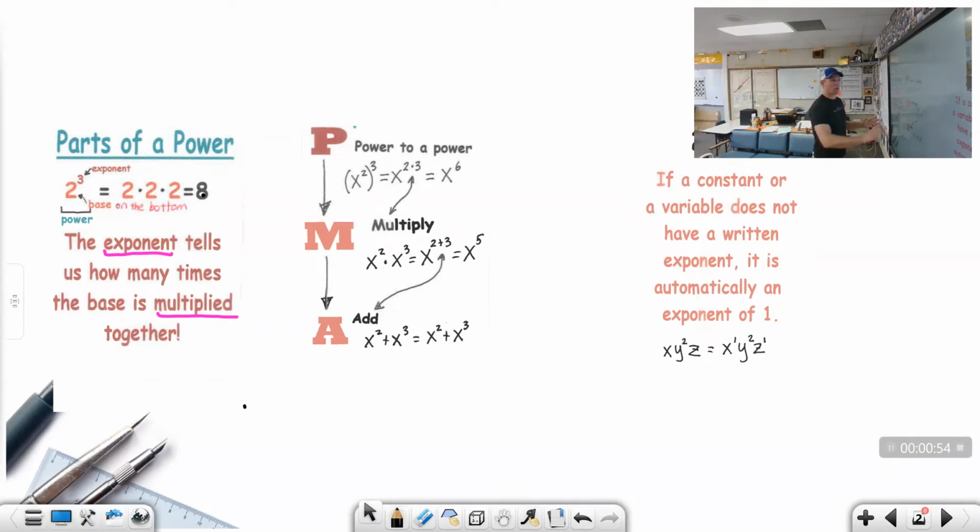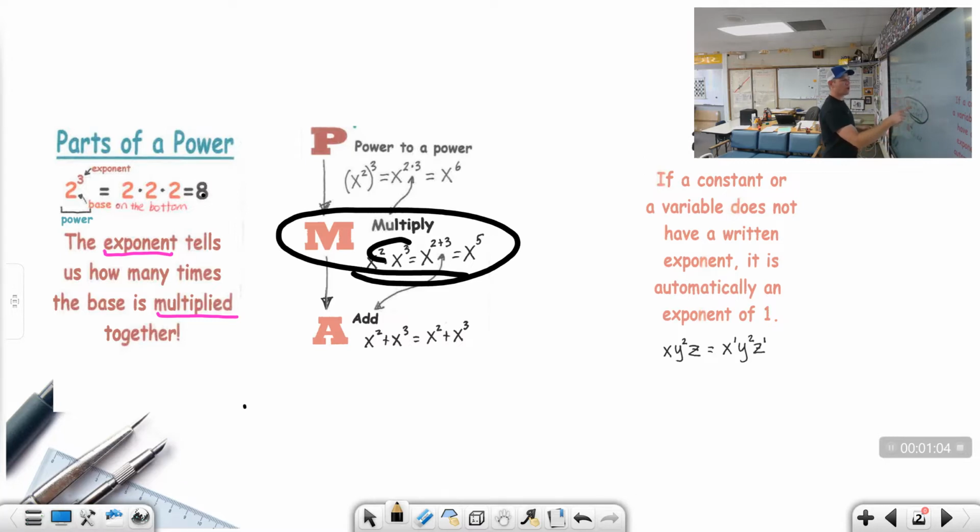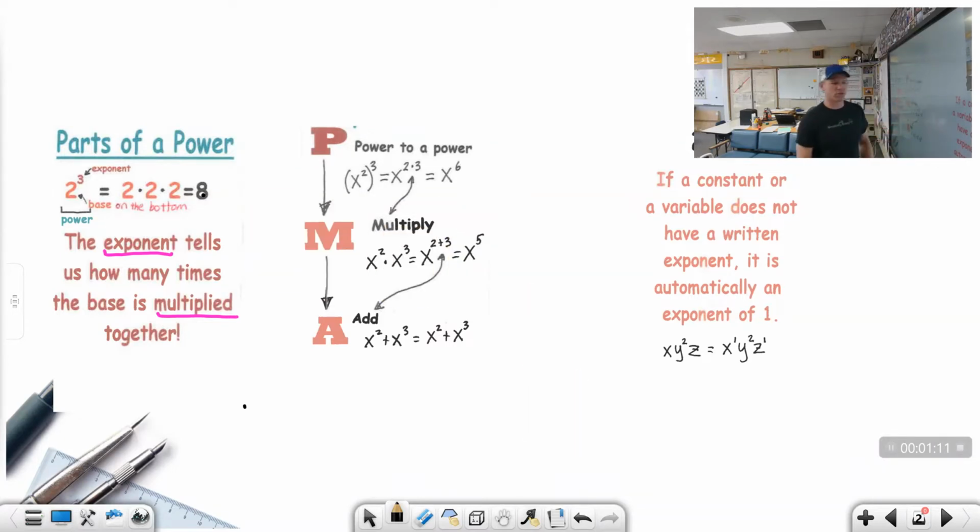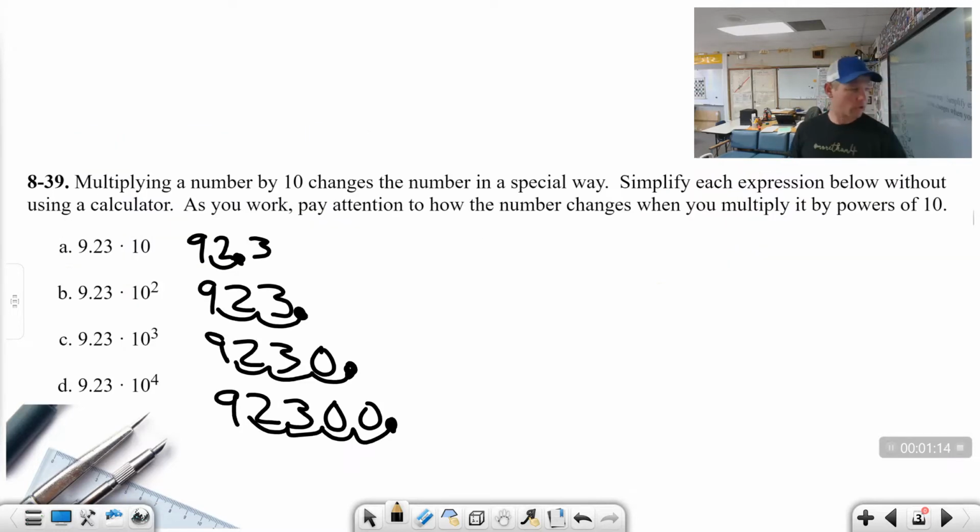Now, yesterday we learned the powers, right? When we're multiplying, we added the exponents. That's where we were yesterday. This is all information from yesterday's lesson. So let's go ahead and pick up with problem 8-39. It said, multiplying a number by 10 changes the number in a special way. Simplify each expression without using a calculator. As you work, pay attention to how the number changes when you multiply by powers of 10.